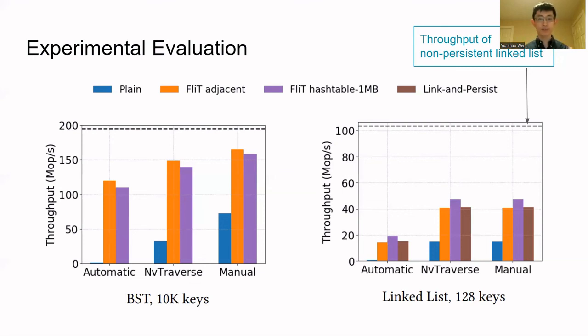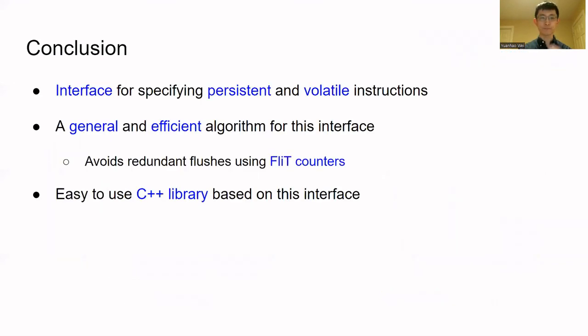Now let's look at the leftmost orange bar. So this is exactly the example we showed earlier, where we applied FliT to the lock-free binary search tree, to make all instructions persistent. So recall that we just had to change a few types, and it's interesting to see that this simple change actually performs surprisingly well and gets within 50% of the non-persistent binary search tree.